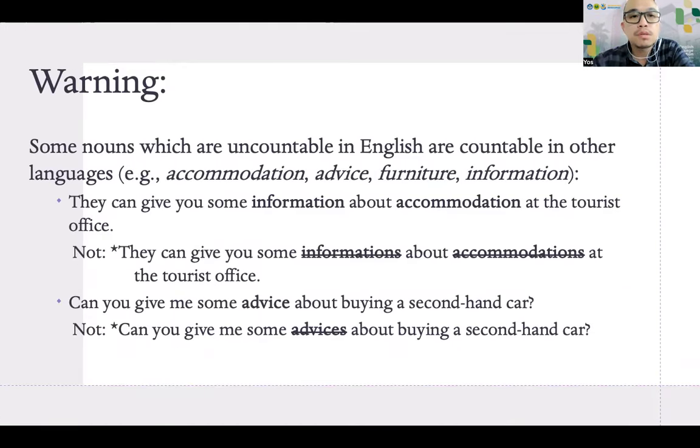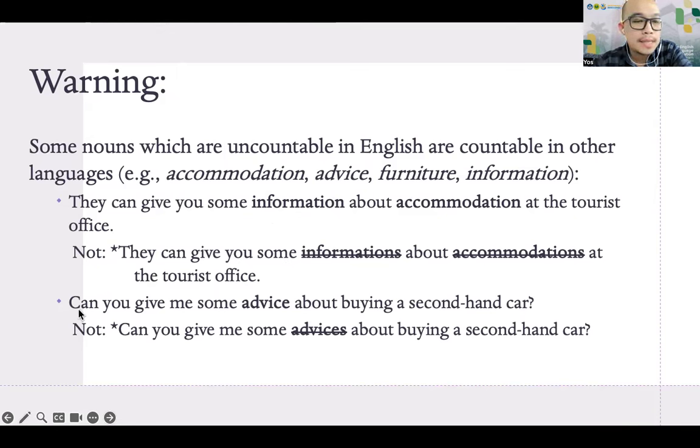Warning: some nouns which are uncountable in English are countable in other languages, such as accommodation, advice, furniture, or information, but they are uncountable in English. So you can say, they can give you some information about accommodation at the tourist office. But you cannot say, they can give you some informations about accommodations at the tourist office. You cannot say that. Even though you use some, the form stays the same.